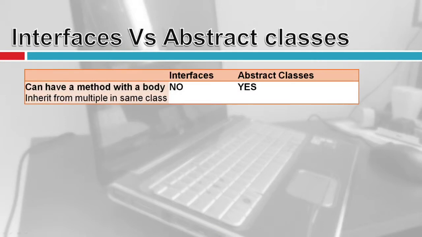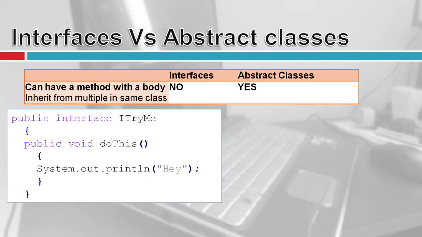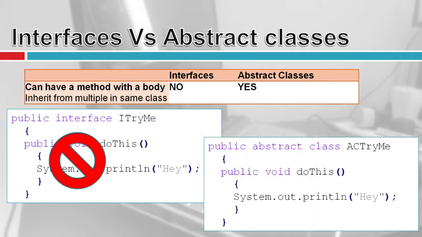Can they have a method with a body? With interfaces, you cannot do this. I can't put meat on the body. All methods in an interface have to be contracts. They have to be abstract. I cannot do this. But in abstract classes, I can do that. It's all good, because I can choose which functions I fill in, and I can choose which functions I don't. It's up to the abstract class.